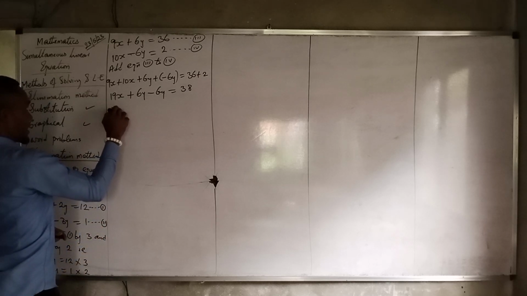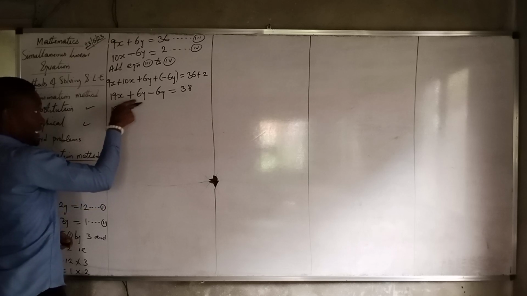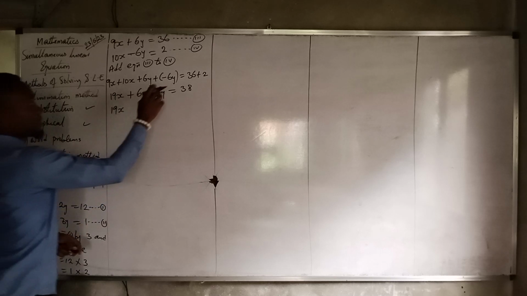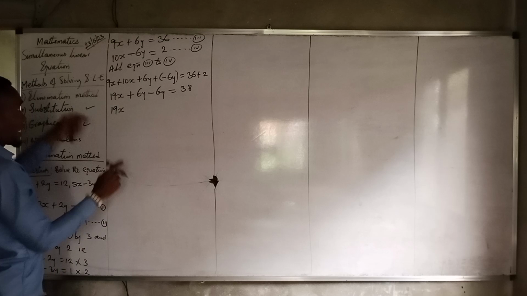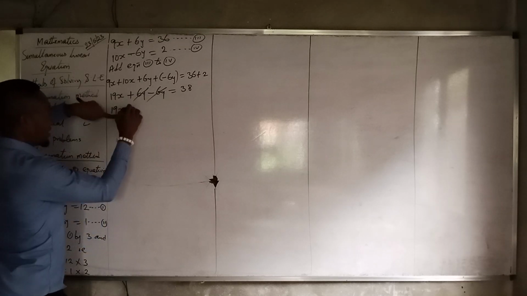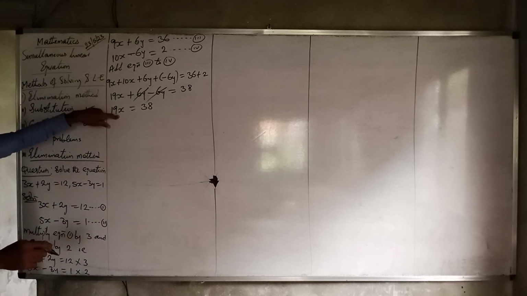Say 19x plus, this is 6 now. 6 minus 6 is what? 0. So that means 6y minus 6y is what? 0. So this one has gone out. So I left what? 19x equals 38. Are you seeing me?